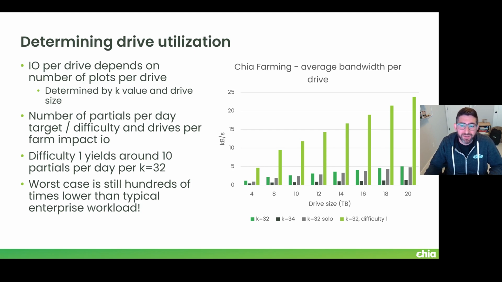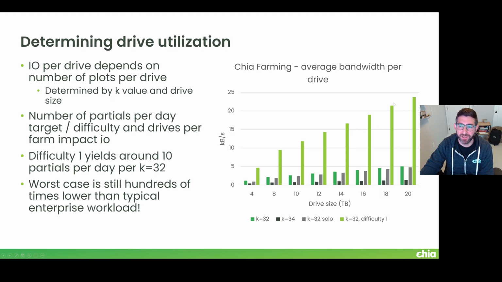Now, the worst case is difficulty 1 in a pool, where each plot is doing about 10 partials per day for K equals 32 at difficulty 1. So difficulty 1 is your worst case scenario. And the good thing is that in your worst case scenario, difficulty 1 is about 4 to 5 times higher than what you would see for K equals 32 on a standard pooling farm. But the worst case is actually not that bad.